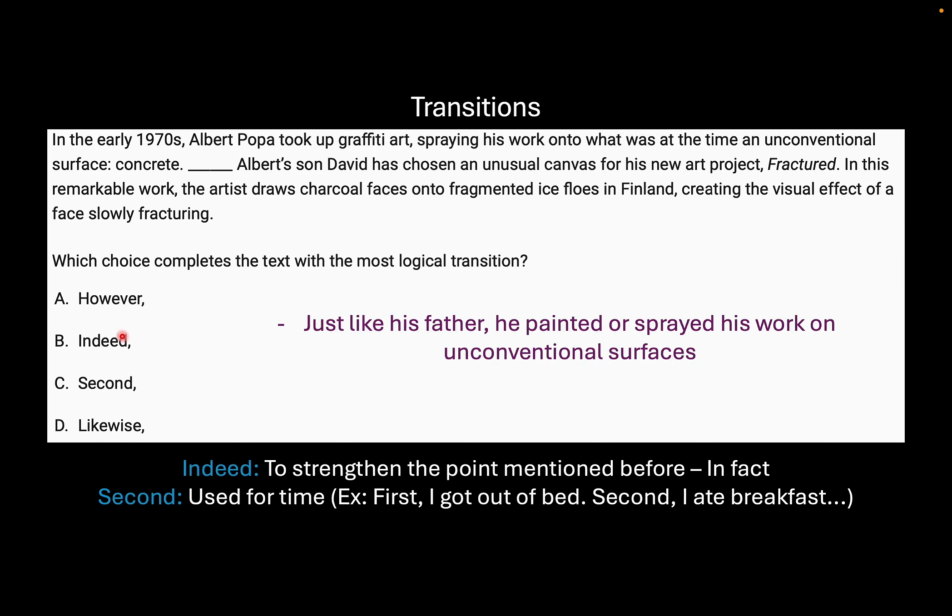Now let's check the multiple choices. A says, however. However shows a contrast. But no, there is no contrast here. There's just a similarity between the father and the son. Choice B says indeed. Indeed means to strengthen the point mentioned before. So it basically means in fact. But there is no point that was stated in the previous sentence that was strengthened afterwards. It just says that like father, like son.